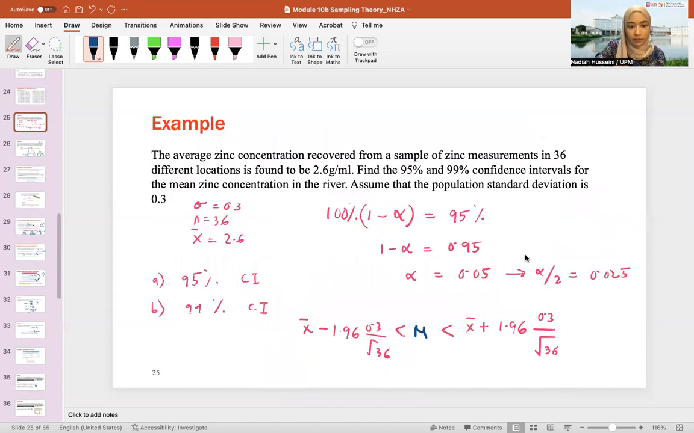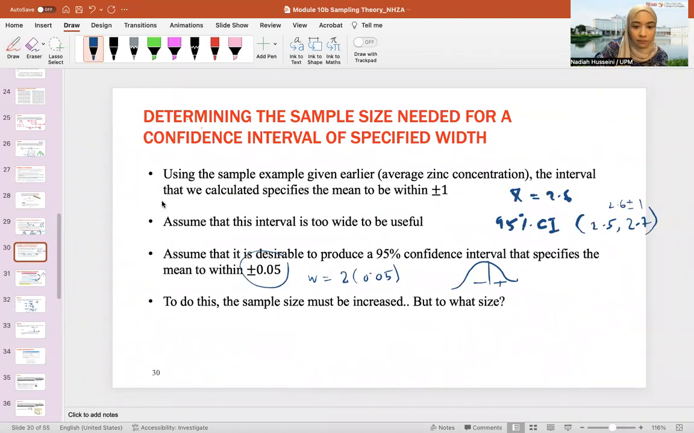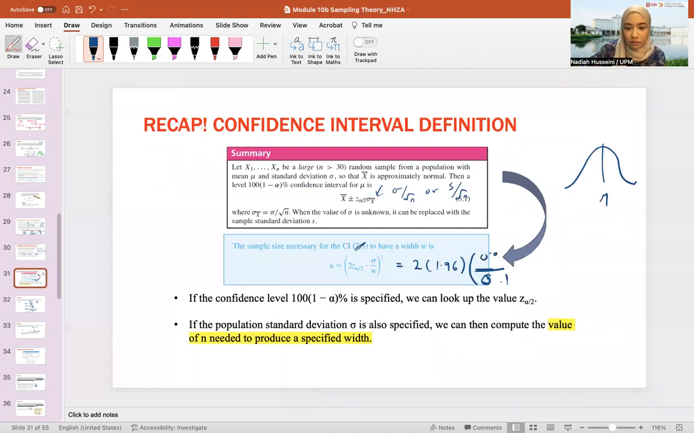so remember, let's see the question. What was the S? The population standard deviation is 0.3. So it's 0.3. It's not the S, it's the population standard deviation. So this is going to be 0.3 squared. So this will be your sample size that you need, whatever that is. So let's try to calculate that. I don't have my calculator.